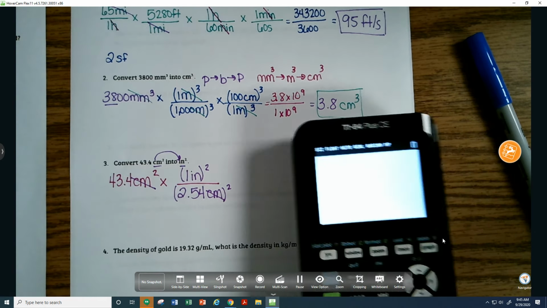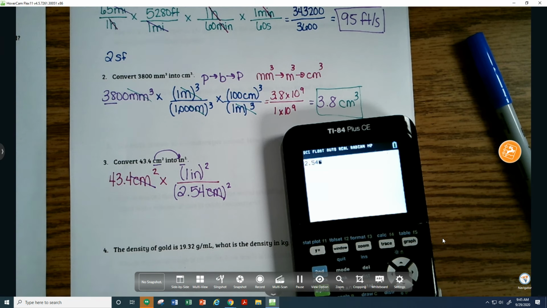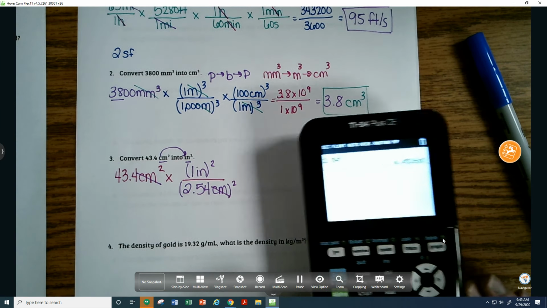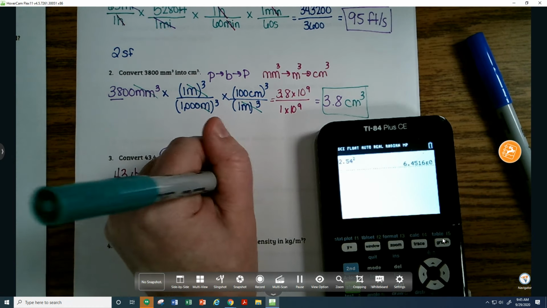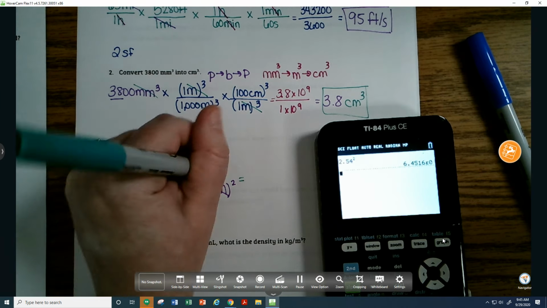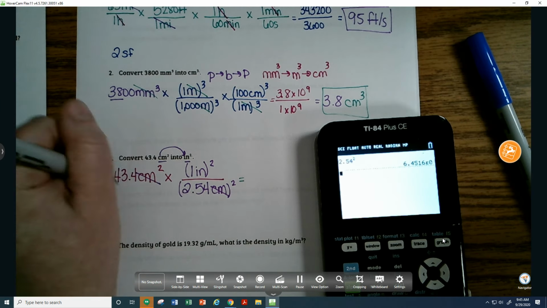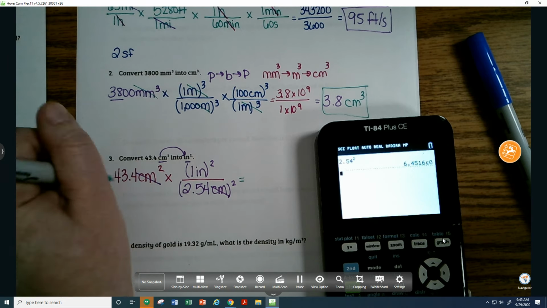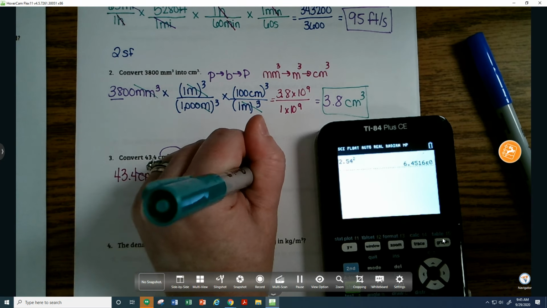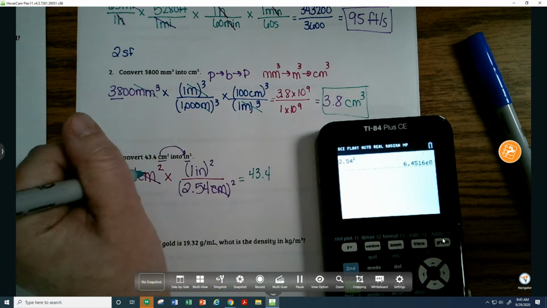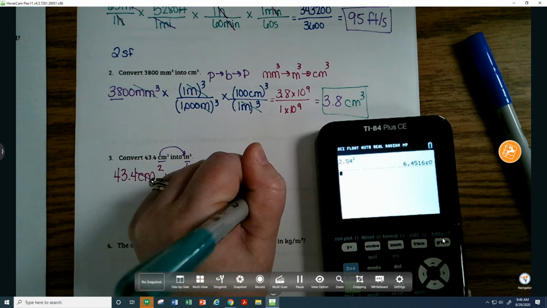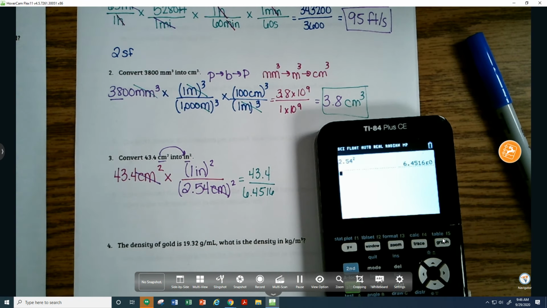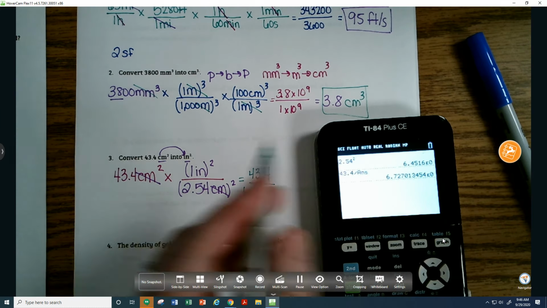So on your calculator, all that you need to do is get 2.54 squared. Notice again e to the 0 on my screen, so that means times 10 to the 0. And this isn't going to change anything, and we are not squaring this because, again, it's already a derived unit. So we have 43.4, and that is all we're going to have in the numerator. And in the bottom, I'm going to have the 6.4516. Now I'm going to divide those out.